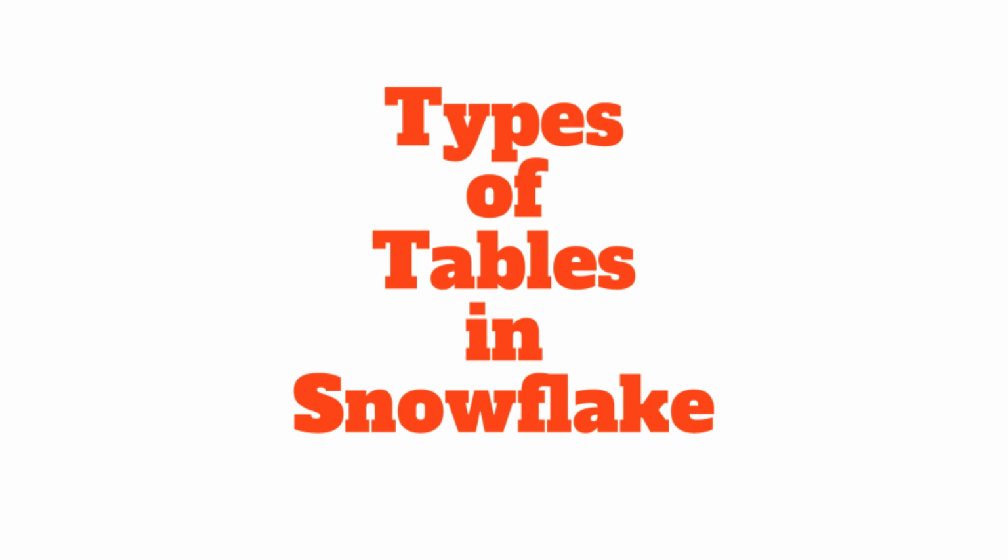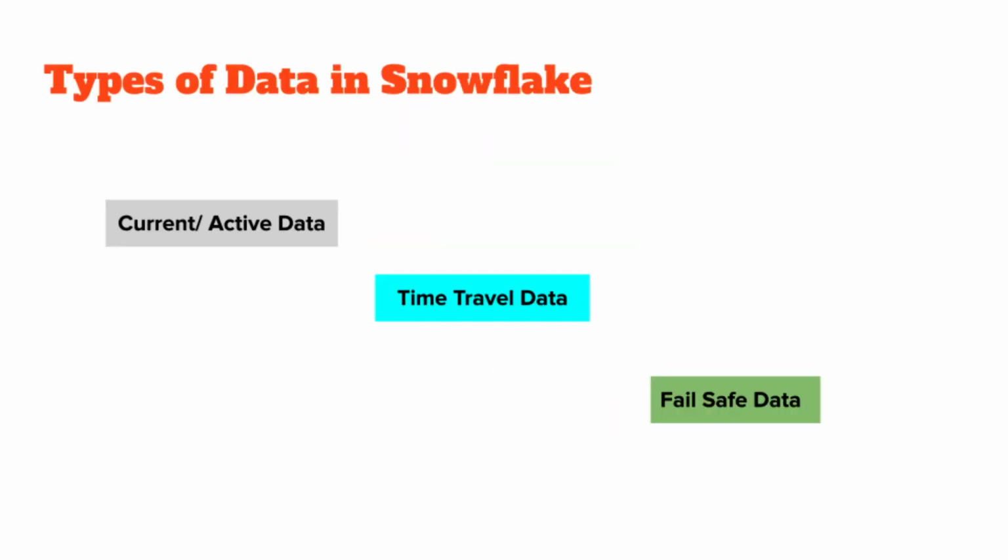Snowflake offers various table types tailored to specific use cases. To grasp the distinctions between these tables, it's essential to delve into the workings of continuous data protection within Snowflake. In Snowflake, your data is bucketed into three distinct categories, each with its designated storage area.